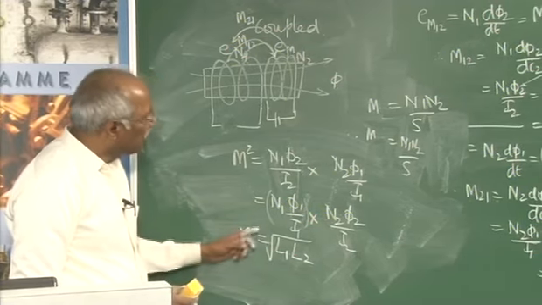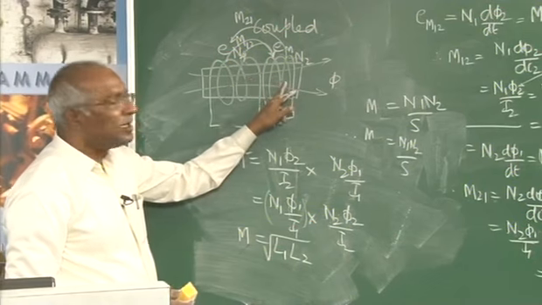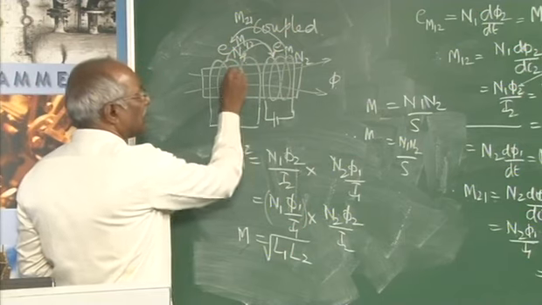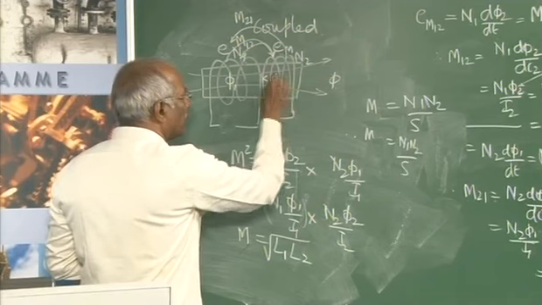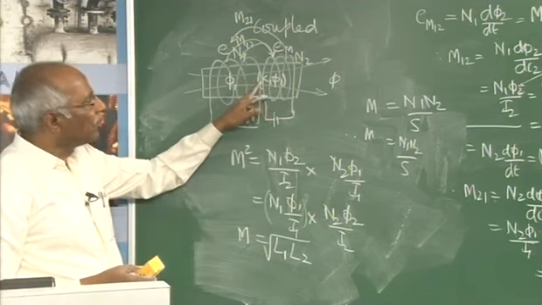If all the flux produced by this coil is not linking with this coil, then what is to be done? Assume phi 1 is the flux produced by the first coil and linking with the second coil is only phi 1 into K1, where K1 is a constant which is less than 1.